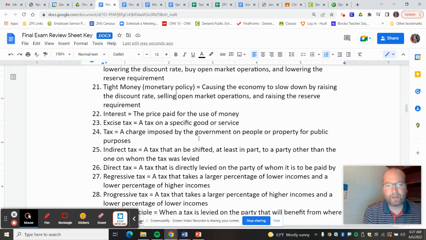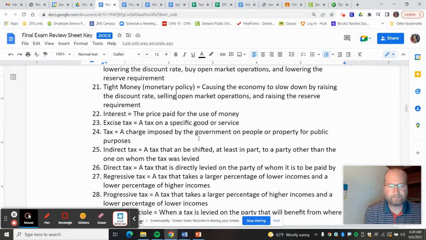22, interest. That's the price paid for the use of money. When someone borrows money, they usually have to pay interest on it, and that's the price that they have to pay, that extra charge. 23, the excise tax. That's a tax on any specific good or service. So like the gas tax, we talked about that being an excise tax, or a state park fee. That's a fee or a tax on one specific good.